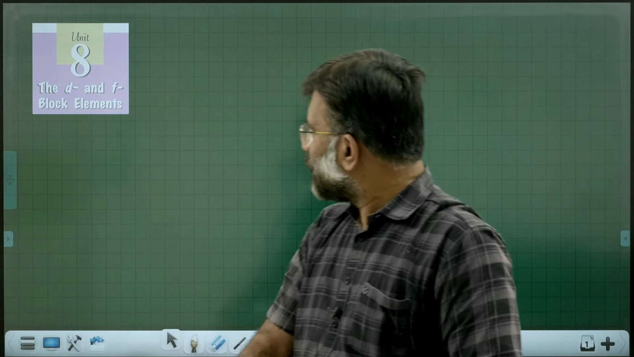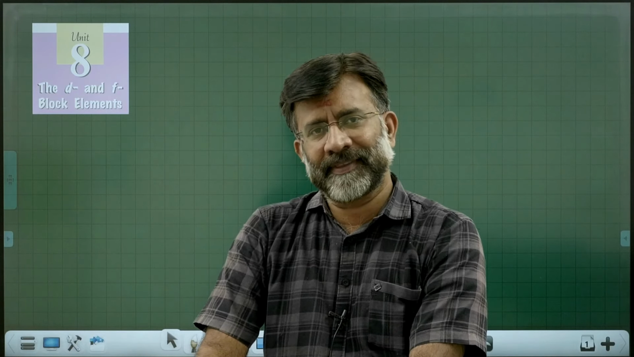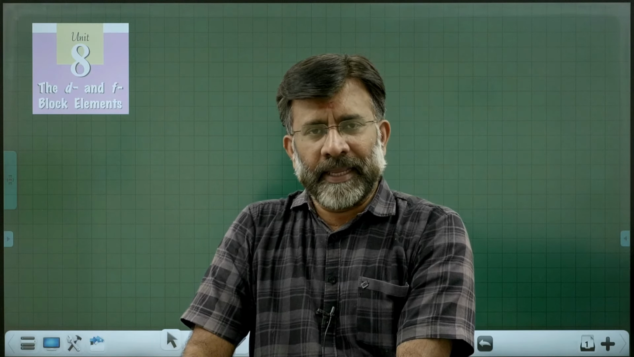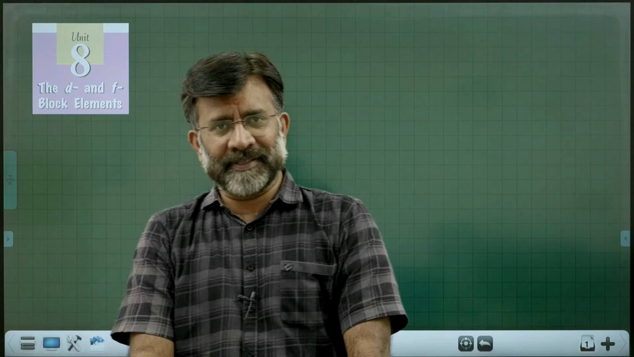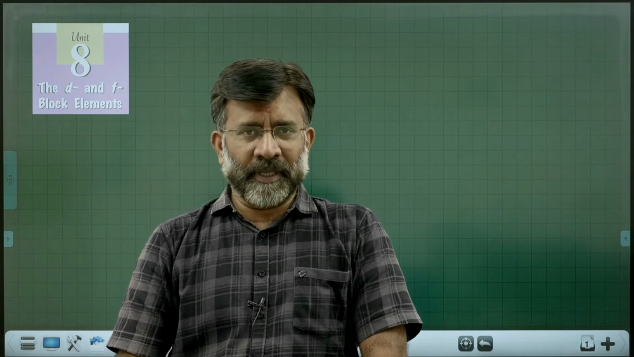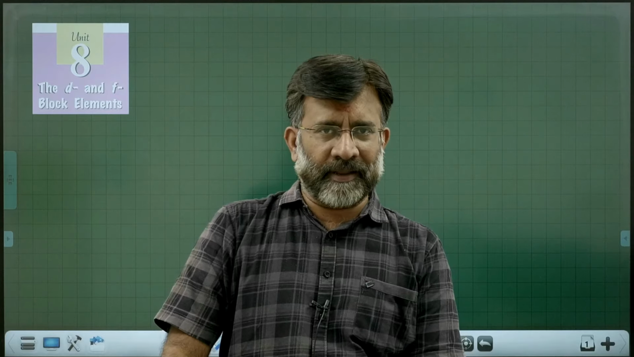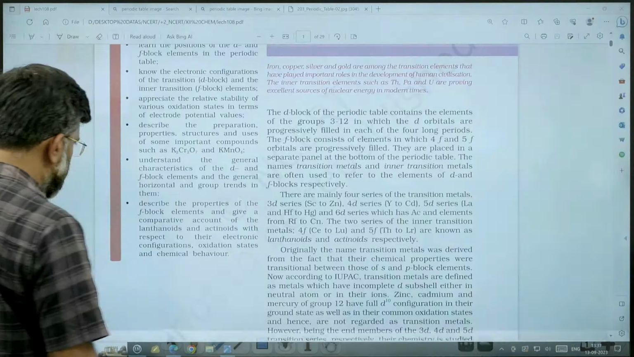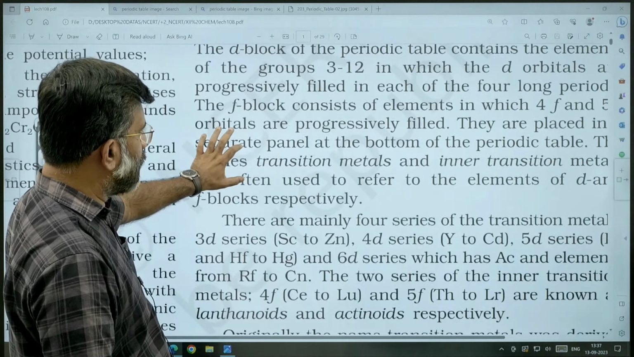It is Unit 8 of second year topic, D and F block elements, transition elements and inner transition elements. That is the point of discussion in the chapter. Let us go through the important aspects of transition and inner transition elements, D and F block elements. This is the NCERT content from the concerned chapter.